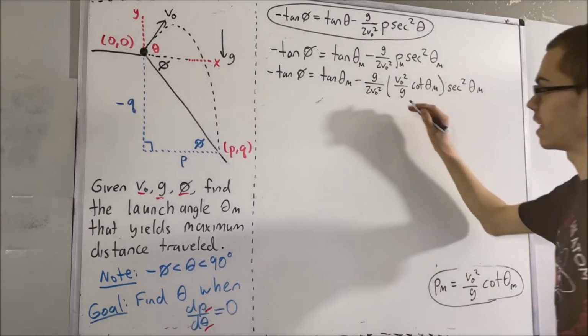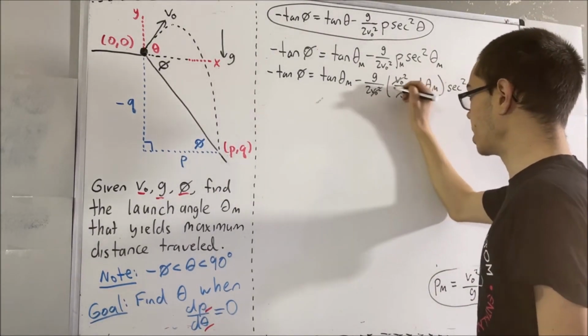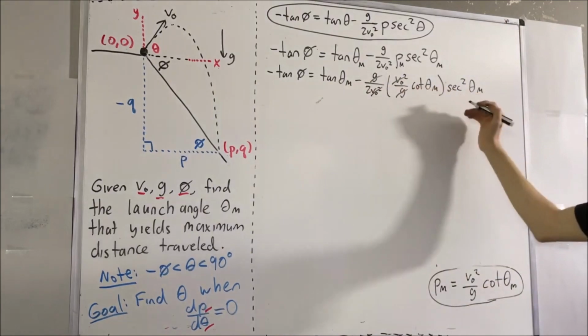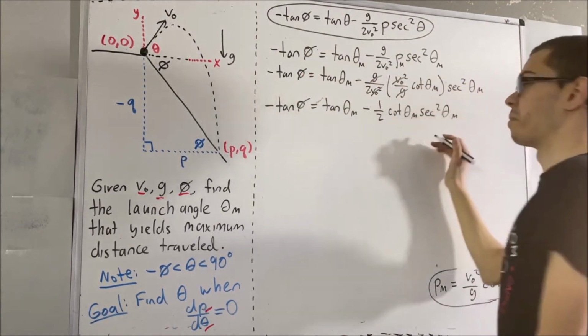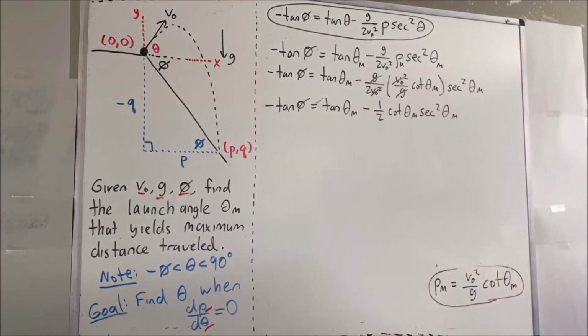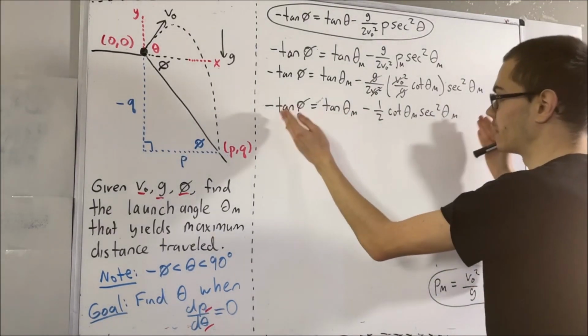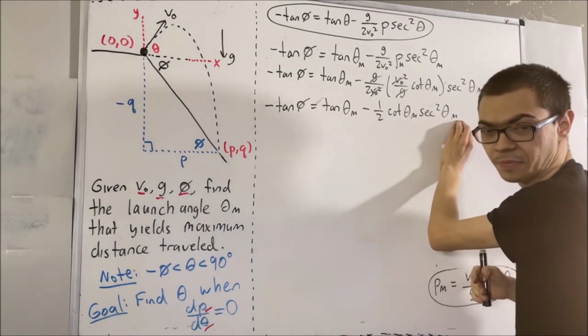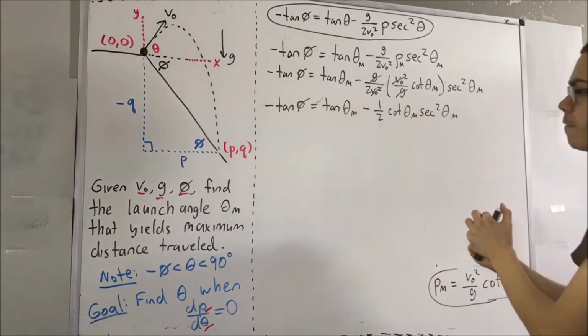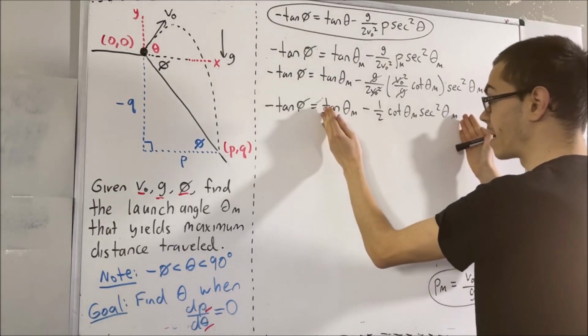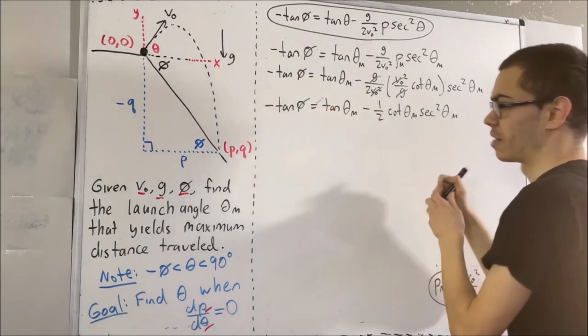Now notice immediately that the v0 squareds cancel out and the g's cancel out. So really what we have here is this. Now really, our goal now is to algebraically solve for theta m. And this looks like a complicated equation because it turns out it's really nice if we re-express the right-hand side completely in terms of sine and cosine.